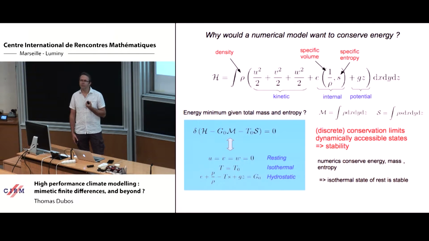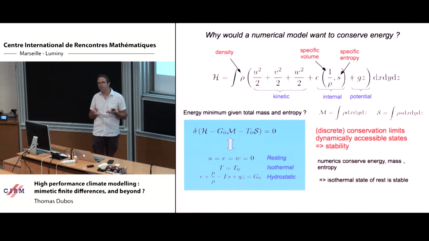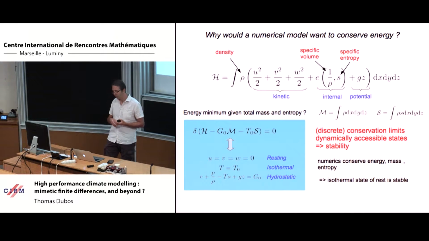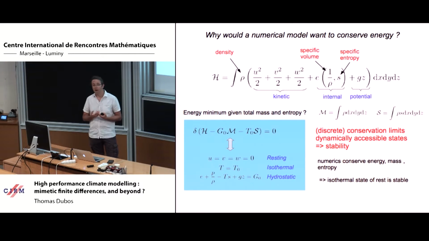There are physical reasons to do it. Climate modeling is essentially looking at how energy flows in the system. The atmosphere receives energy from the sun, and this creates motion, and this motion will transport energy here and there, from the equator to the pole for instance, and this will be sent back to space by radiation. So we want to have a good energy budget in the model. That's a physical motivation to have energy-conserving numerics.